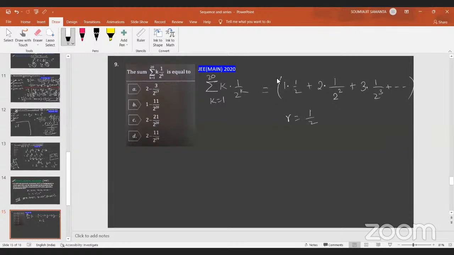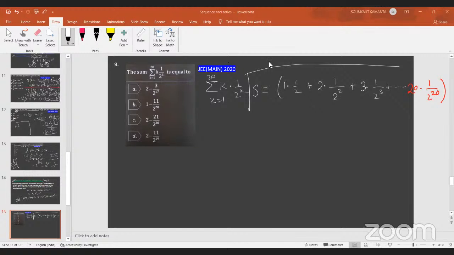To find the solution to this kind of problem, what you need to do, just consider this term, let's say S. Write these terms S in this form, and till 20. The last term will become 20 into 1 by 2 to the power 20. Yes or no?